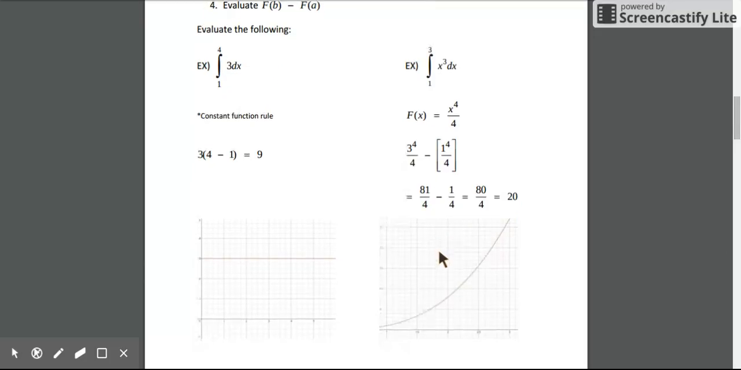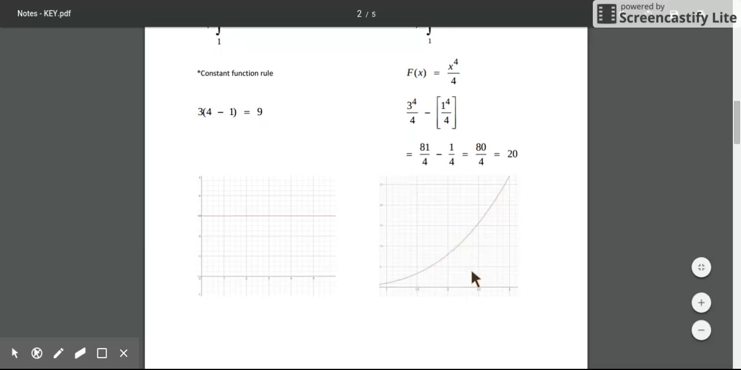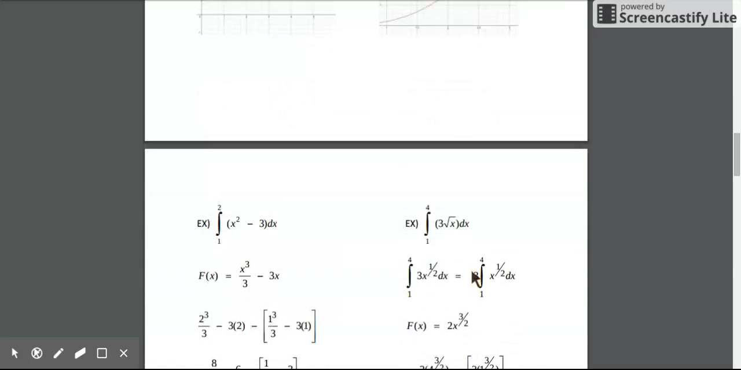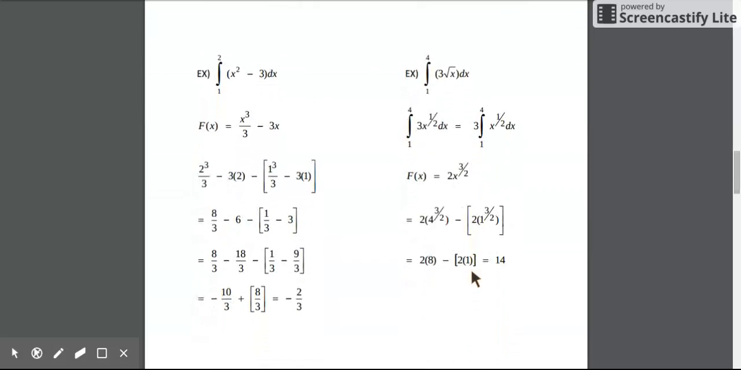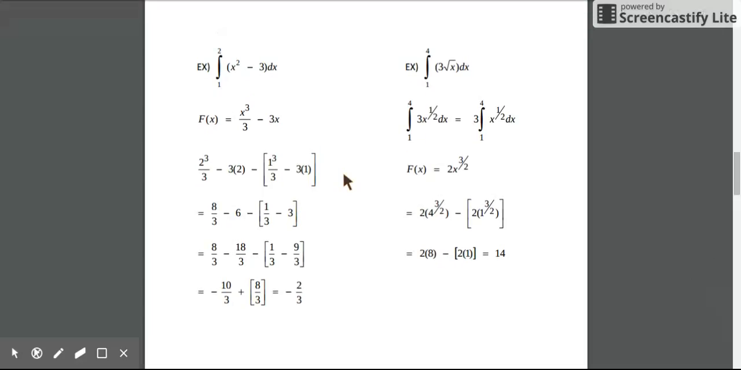So we can visualize it. We can see what x cubed looks like from 1 to 3. And we're actually finding the area of this spot right here. And it's exactly 20 units squared. So always keep in mind that what we're doing when we evaluate a definite integral is find the area under the curve. Eventually, we'll talk about more applications of it.